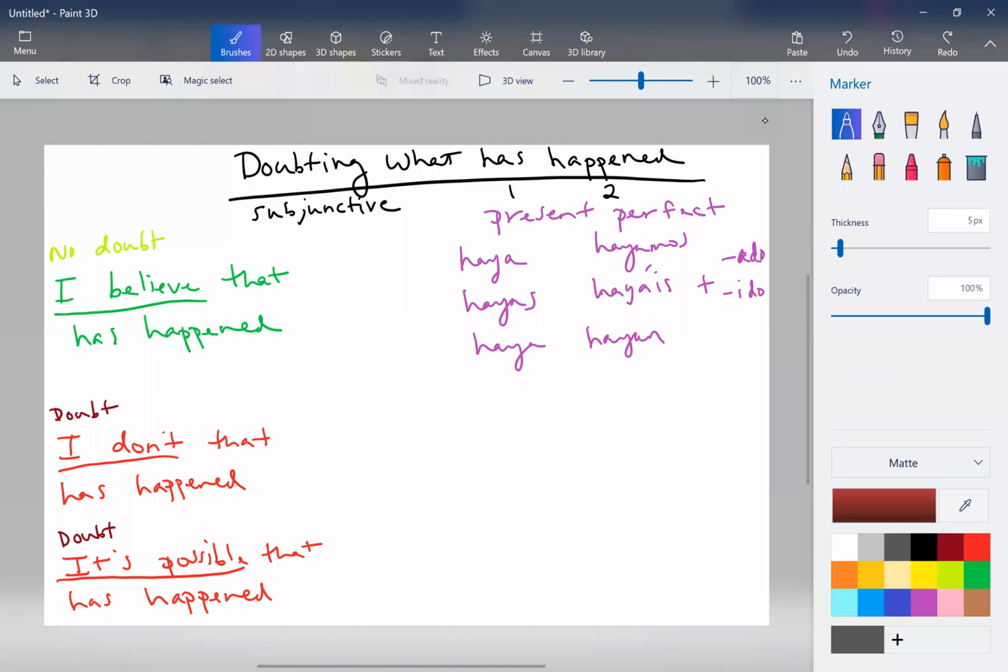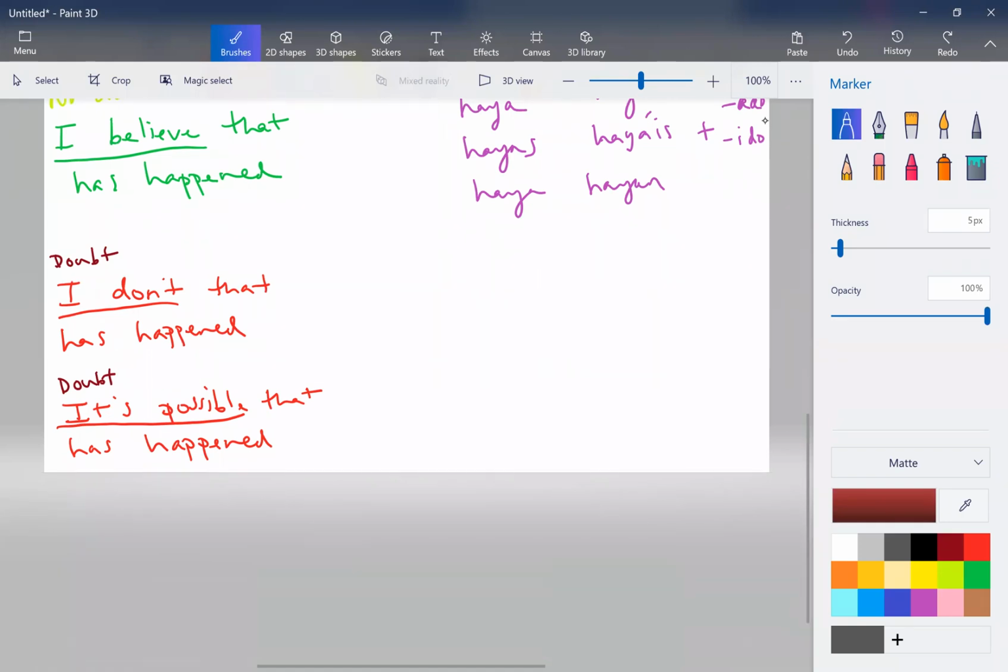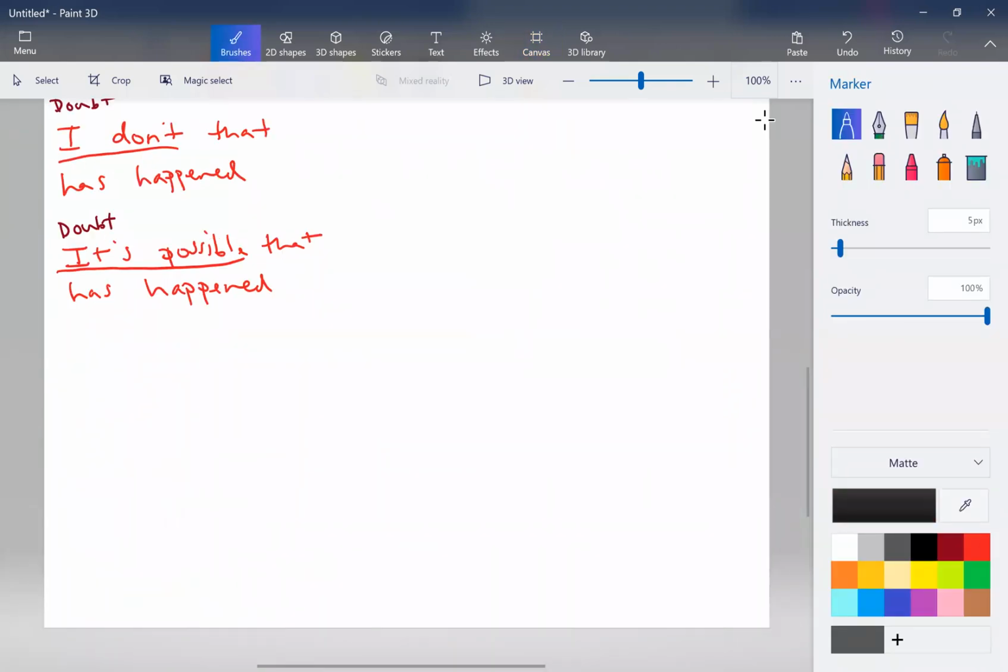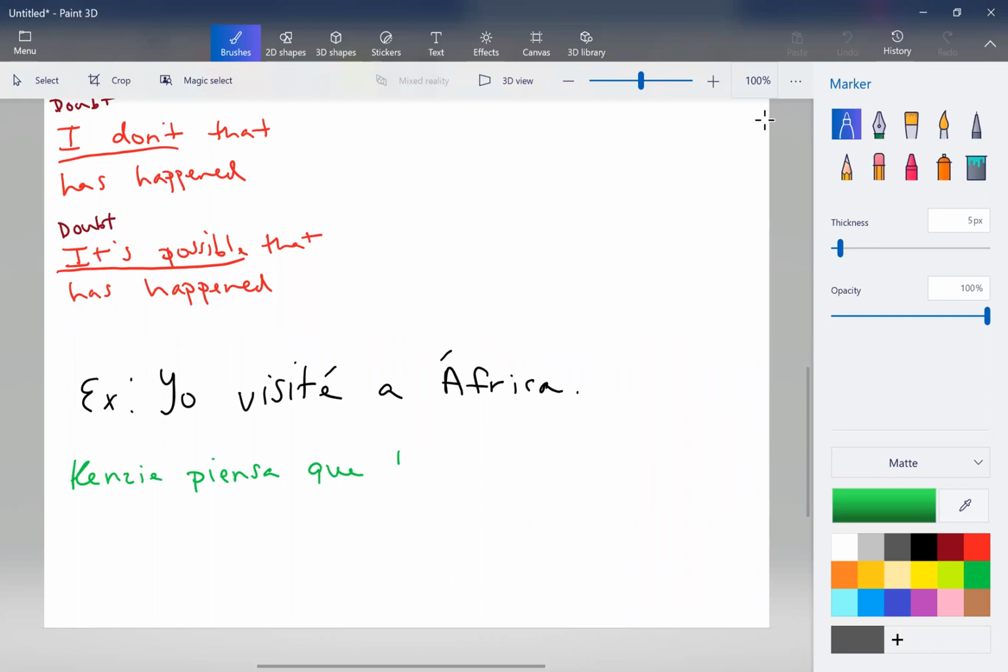So let's look at some examples. The example that I started with was I went to Africa, or I visited Africa. Okay. Did I do that? Sure. Okay. So was that Kenzie? Yep. Kenzie piensa que la señorita ha visitado a Africa. For Kenzie, that's true. She thinks that I have visited Africa.